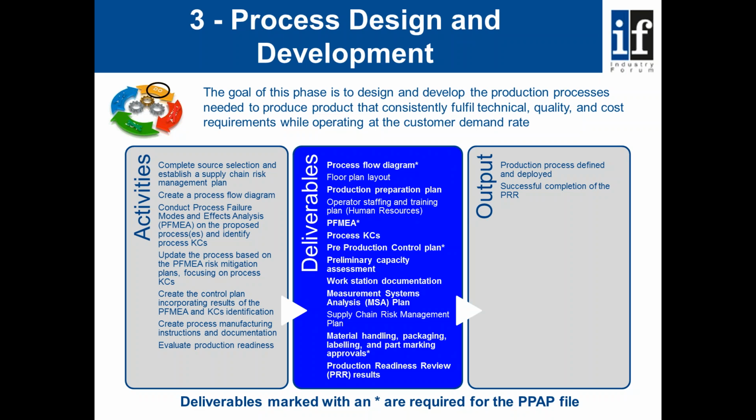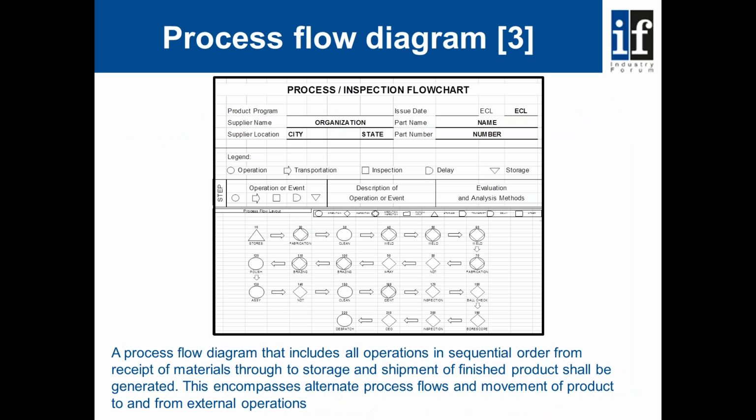And again, we have activities, we have some deliverables, many of which will roll up into the PPAP file, and then finally the output is that the production process is defined and deployed, and we have successful completion of the production readiness review. Again, a number of PPAP elements roll out of section 3. So we have the process flow diagram.